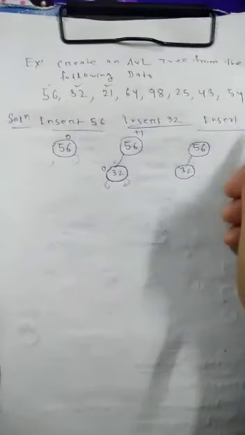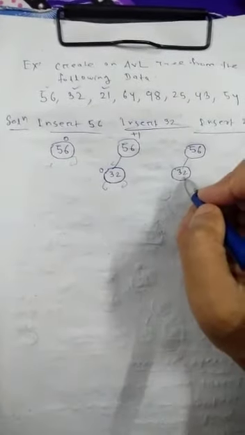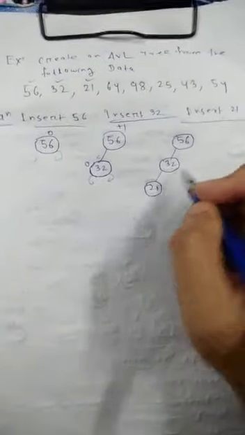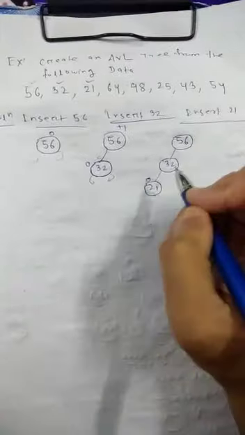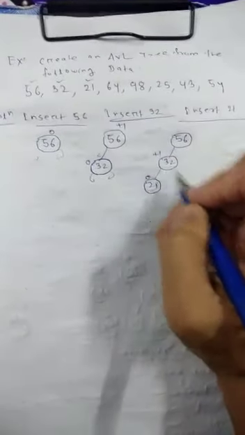Insert 21. See, 56 and 32 are there. If 21 comes, then 21 is compared with 56, it is less, go here, it is compared with 32, less, then we have to insert here. Then after inserting this, as per the binary search tree, you have to calculate the balance factor. What is the balance factor here? It is 0, no left subtree, no right subtree. What is the balance factor here? It is +1, because left subtree 1 minus 0 is plus 1.